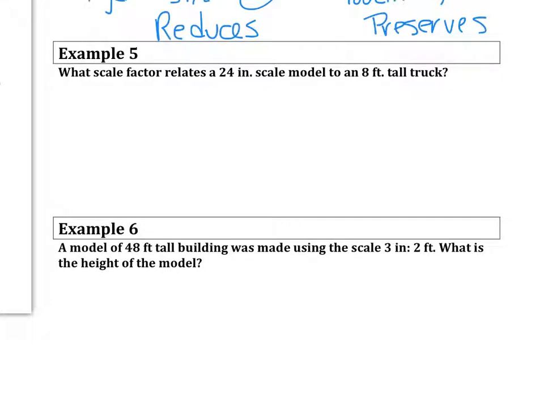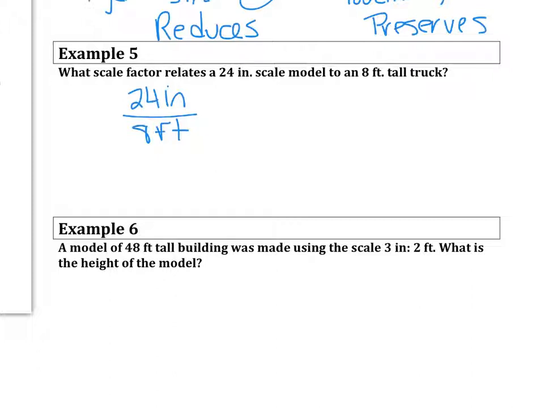The first one says, what scale factor relates a 24-inch scale model to an 8-foot tall truck? So if we're looking for the scale factor here based on this information, I'm going to take the model measure first over the actual measure of the truck, just like we've been doing consistently. So we'll set it up first as a scale based on the information that we know. And that would simply be 24 inches over 8 feet.